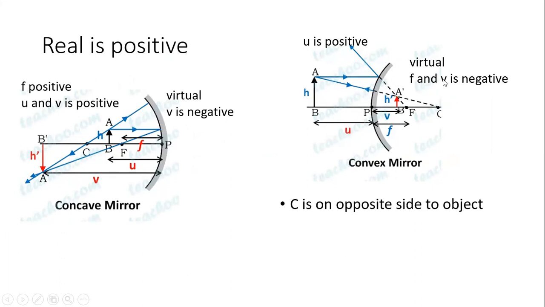So V is negative. That means it has to be the object. It's connected to the object, that's why it's negative. You refer to the object side, because that's where the ray is coming from. You can look where the ray is coming from. So if it's behind, then V is negative. V is on the same side as the object, so that's why your V is positive here.